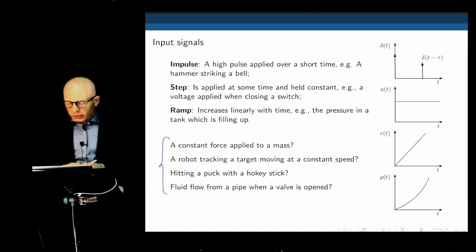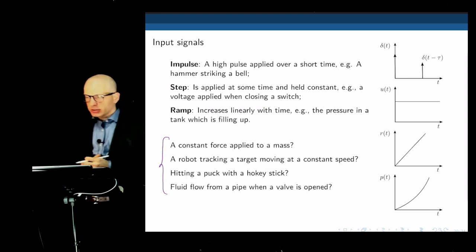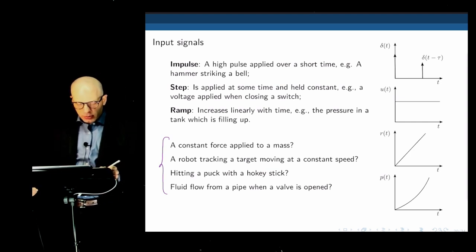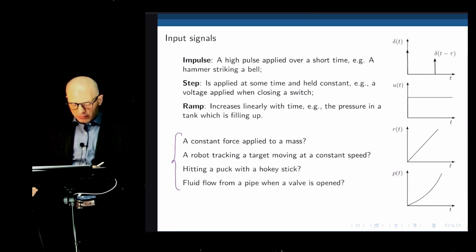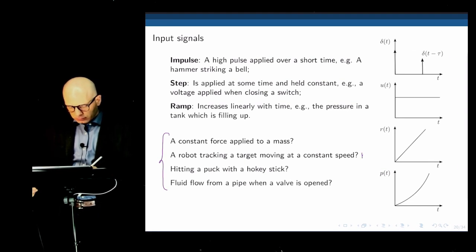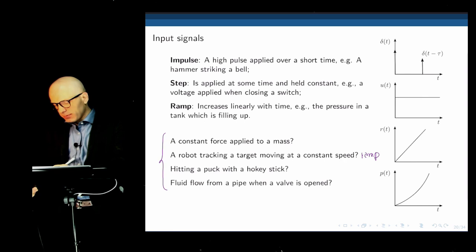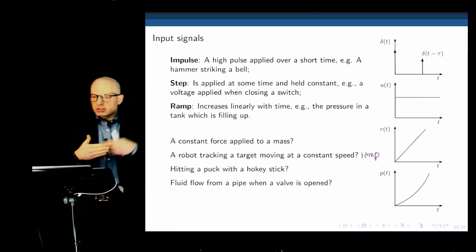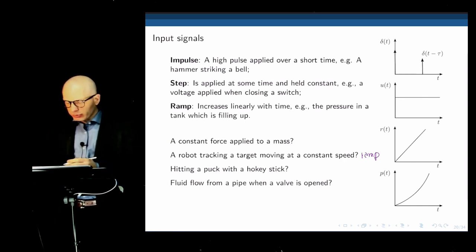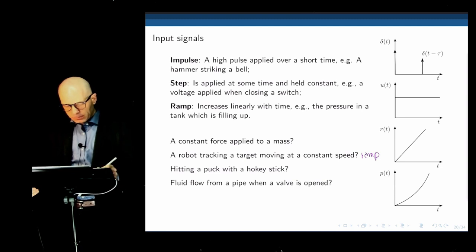A robot tracking a target moving at a constant speed. Well, we covered that one already, and that would be the ramp input. Hitting a puck with a hockey stick. I already gave that example as well, because the excitation is given and then removed immediately afterwards, it would be an impulse.